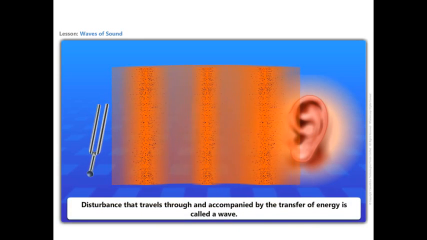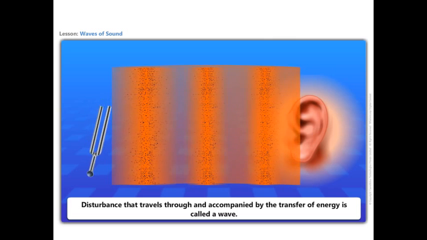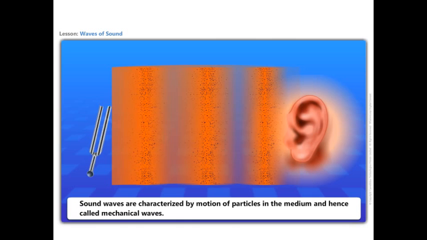In physics, any disturbance that travels through space and time, usually accompanied by transfer of energy, is called a wave. Hence, sound can be visualized as waves. Sound waves are characterized by motion of particles in the medium and hence are called mechanical waves.